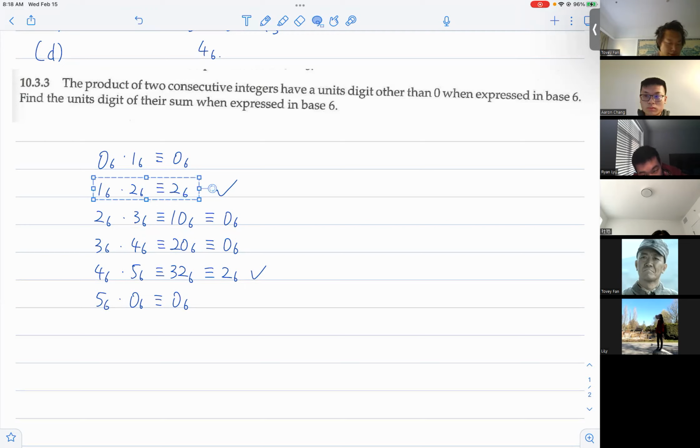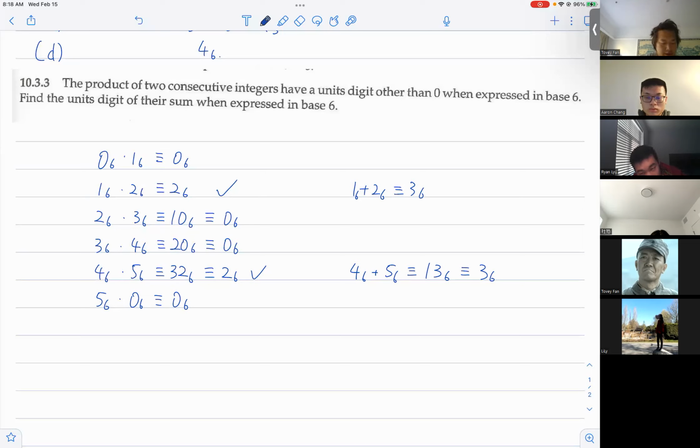We have 2 cases, right? And so that's why the question is asking us to find the unit digit of their sum when expressing base 6. So if we find a sum for the first case, it's just 1 plus 2. And that will give us 3 as a unit digit. And for the second case, we have 4 plus 5. So that's 9. So 9, we have 1, 6, and then we'll have 9, 6, 1, 6, so 6 plus 3, right? That means the unit digit of this sum is also 3.